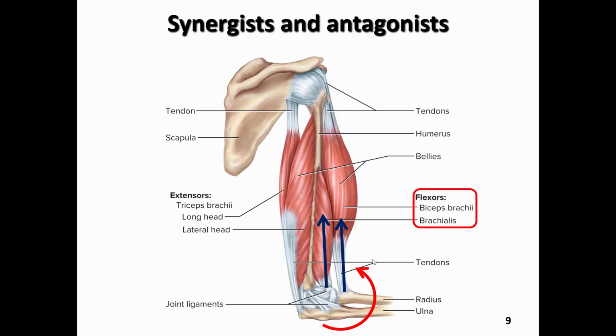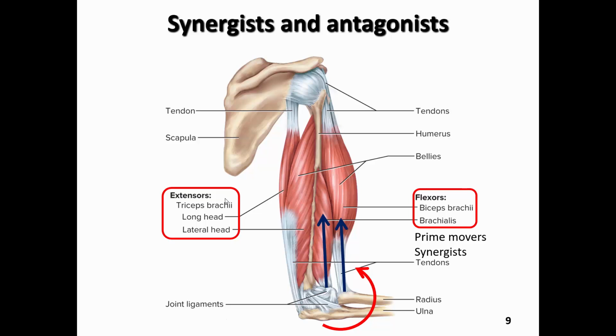Now in this case, the flexors include the biceps brachii and the brachialis in this particular illustration, and so we can refer to these muscles as prime movers. These are the ones primarily involved in generating the flexion, and because they're two separate muscles, we can say they're both synergists as well.